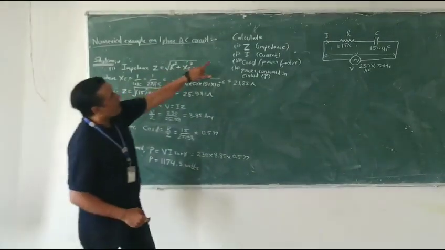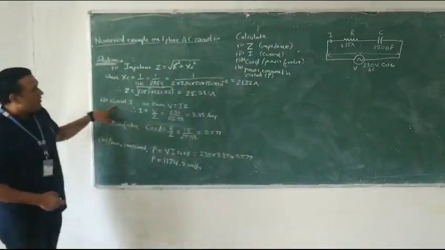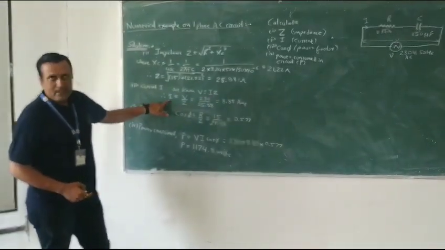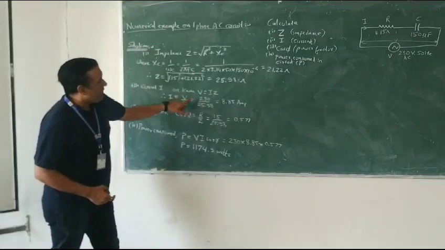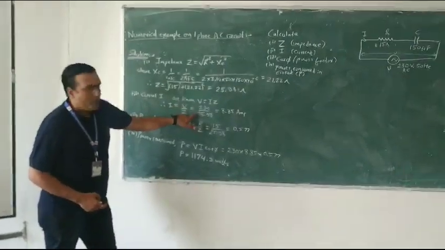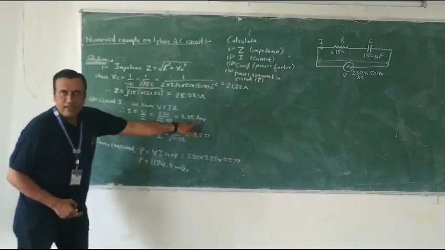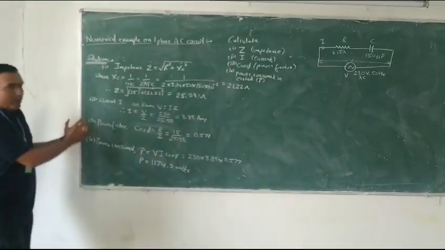So now the second quantity, current I. We know very well that V equals I Z. So from this formula we can find out I equals V upon Z. By putting the value of V and Z in this formula, we got the value of this current I as 8.85. Now the third quantity is power factor.